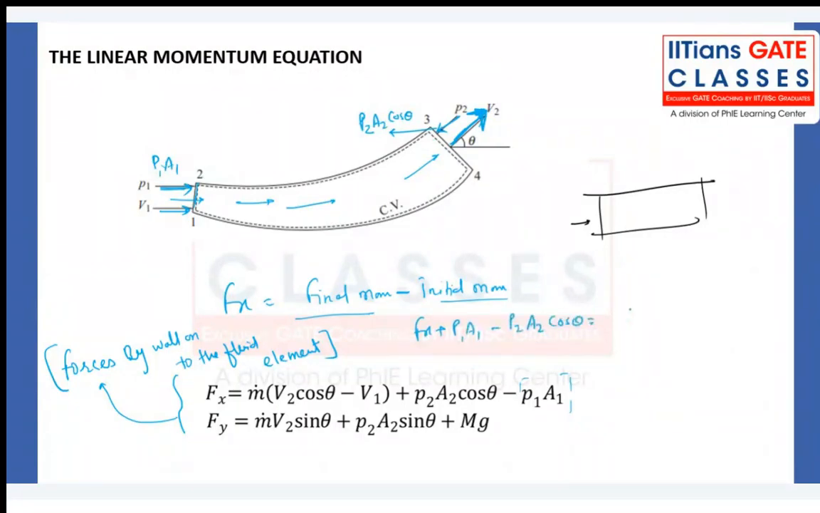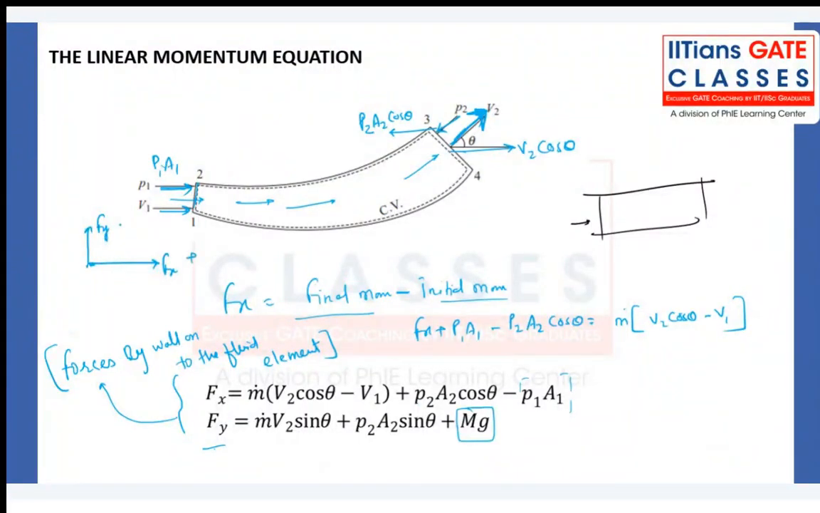Final momentum is what? Mass flow rate times the final velocity in x direction, V2 cos theta. Initial momentum is what? Mass flow rate times V1. Similarly, we can apply this equation for Fy. If this particular pipe is in the vertical plane, then mg will also come into the picture, because we are assuming this force Fx and Fy like this. That is my positive quantity.